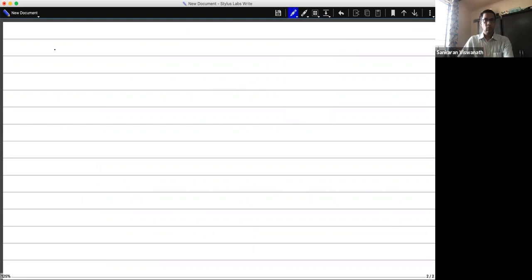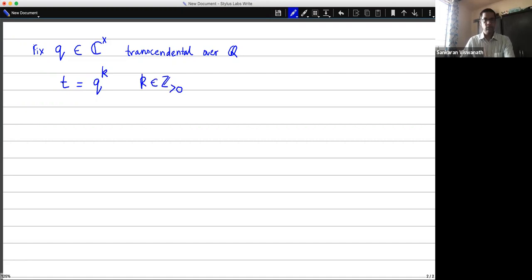So let me do the following. Let me fix Q to be a complex number which is transcendental over Q, just so that we can think of these as rational functions and so on. So I'm just going to say some element which is transcendental over the rational numbers. And I'm also going to take T to be a positive integral power of Q, T equals Q to the K. Okay, so K here is now a strictly positive integer. Okay, so this is going to be my assumption for the rest of today.